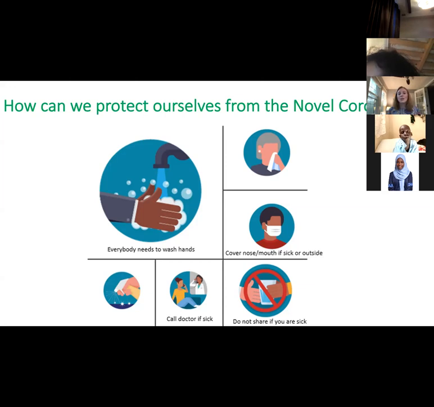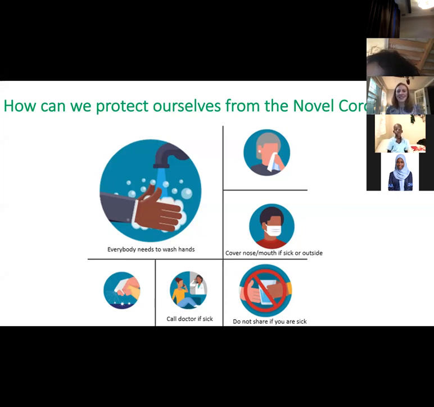Yeah. So if you're sick, that's when you don't want to be sharing, because you could be sharing germs. And if you're sick, you don't want to be sharing your environment, your surroundings. So you need to try to stay a little bit far from other people, but your parents can help you with that. And definitely, if you are sick, call your doctor, call your human doctor. We're going to get into that a little bit more.